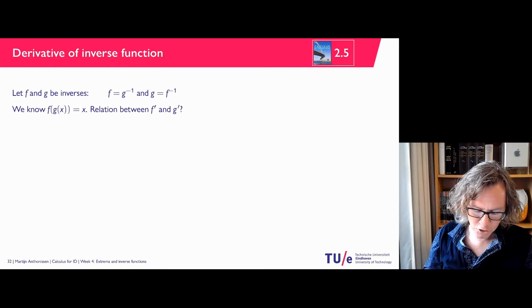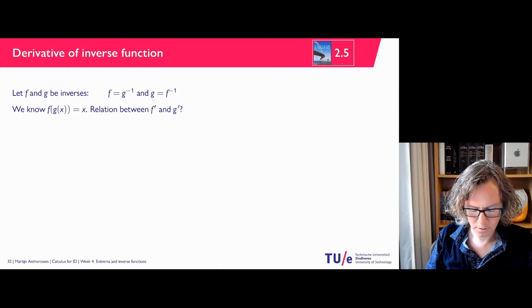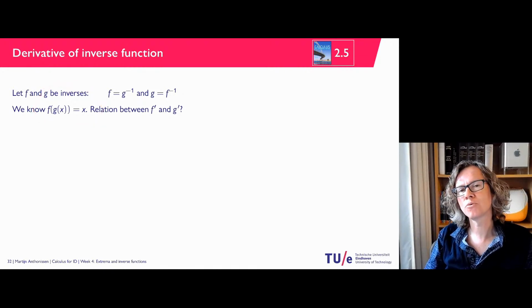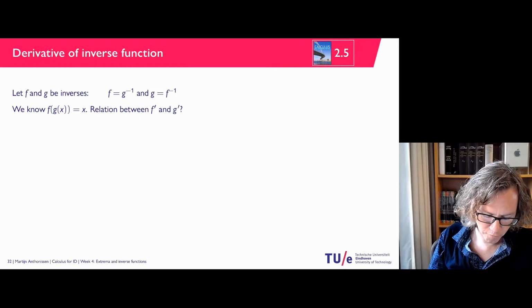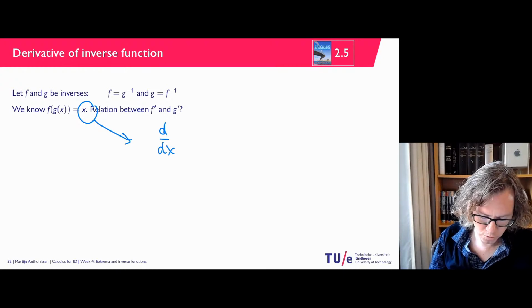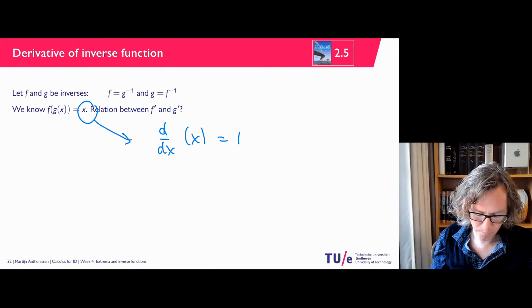So we have this relation, f(g(x)) equals x. Can I find the relation between f prime and g prime? Now what I'm going to do is differentiate both sides of the equation. If I differentiate x, so I do d/dx of x, well, that's just 1, right? If you differentiate x, you find 1. The slope of y equals x is 1.